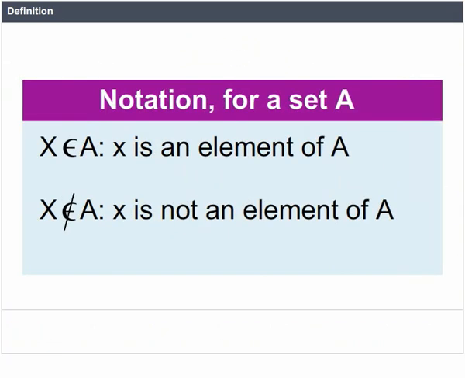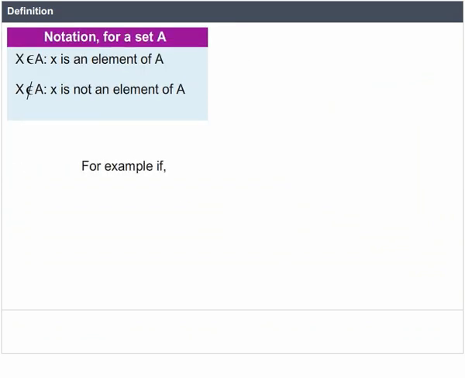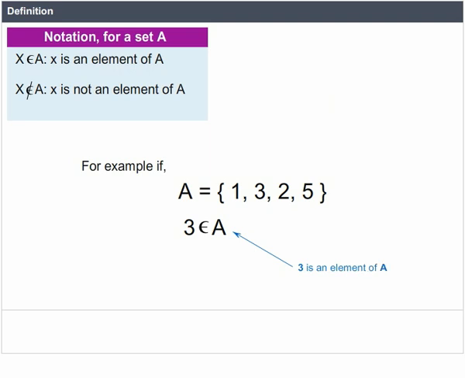Notation. For a set A, x belongs to A: x is an element of A. x does not belong to A: x is not an element of A. For example, if A equals {1, 3, 2, 5}, 3 belongs to A, 3 is an element of A. 7 does not belong to A; 7 is not an element of A.